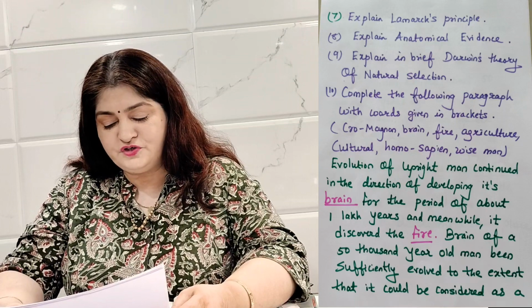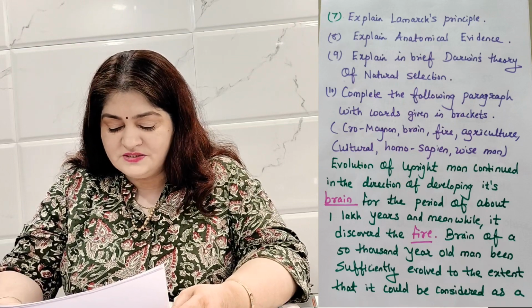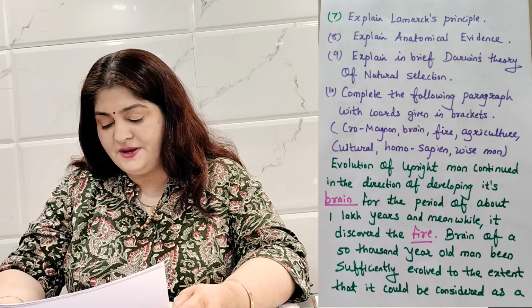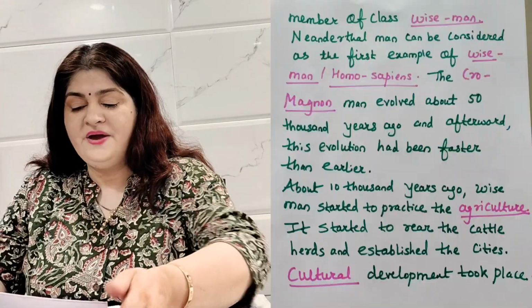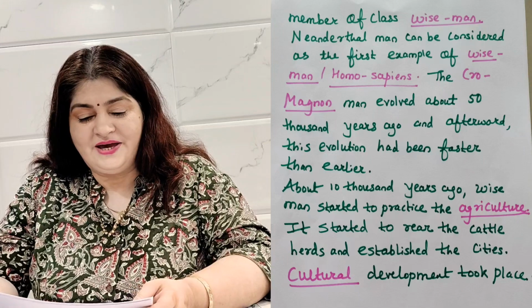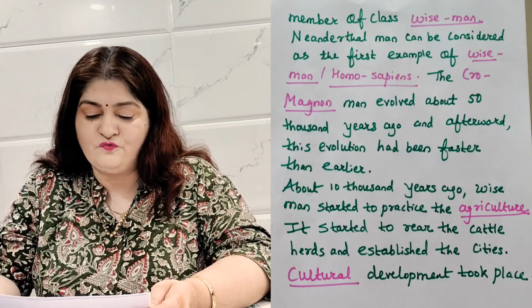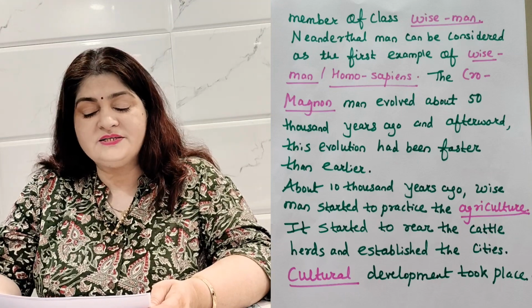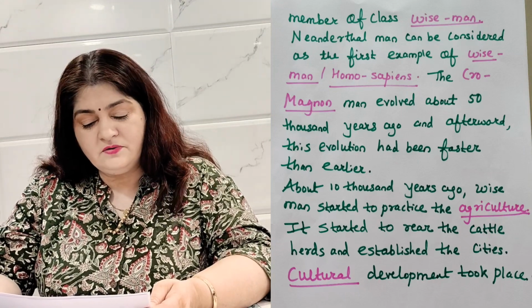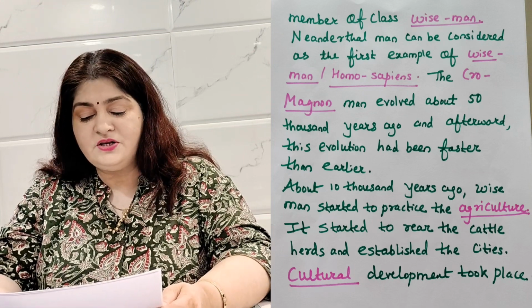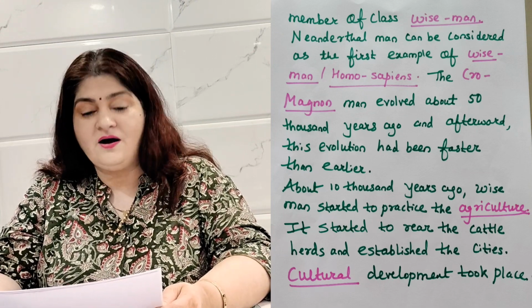The brain of a 50,000 year old man had sufficiently evolved to the extent that it could be considered as a member of class wise man. Neanderthal man can be considered as the first example of wise man, which is also called Homo sapiens. The Cro-Magnon man evolved about 50,000 years ago. Afterward, this evolution has become faster than earlier.